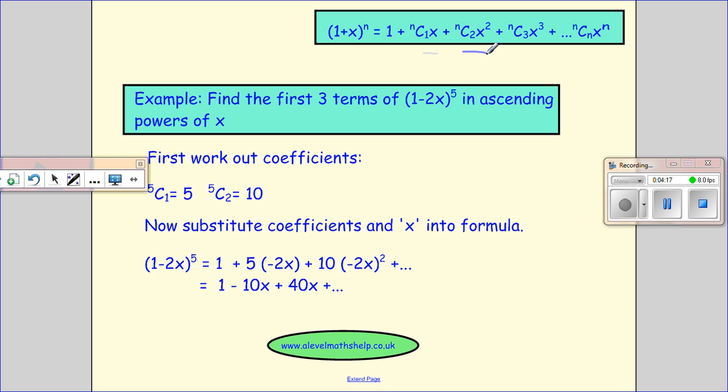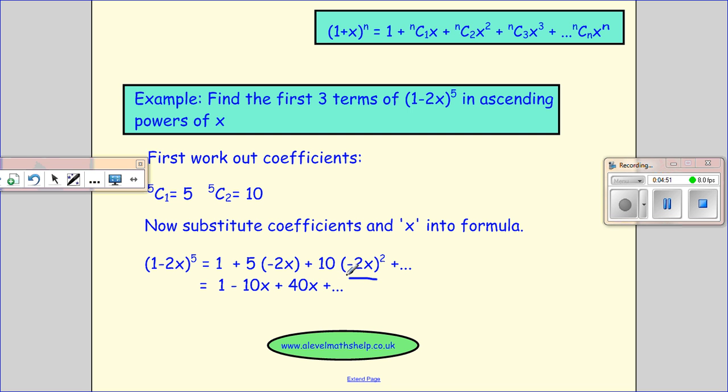Don't go working out the whole thing if you only want some of the terms, because you're wasting too much time. Okay, then I substitute my coefficients and my x, and my x for this is going to be minus 2x, into my formula. So I get 1 plus my first nCr, which is 5, times x, and my x is minus 2x, plus my second coefficient I worked out, which is 10, times minus 2x squared. And then I work it out in my calculator.